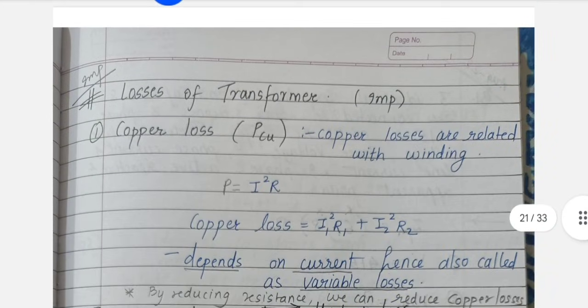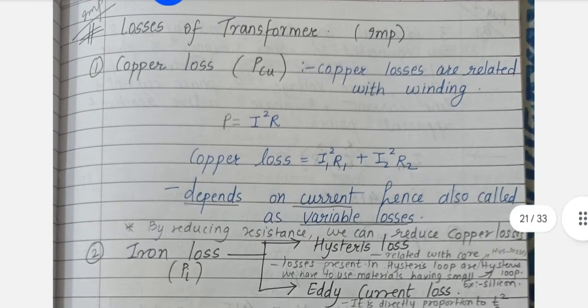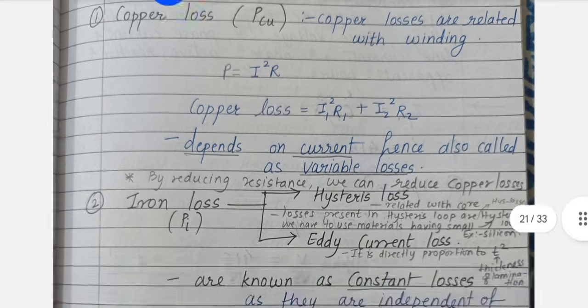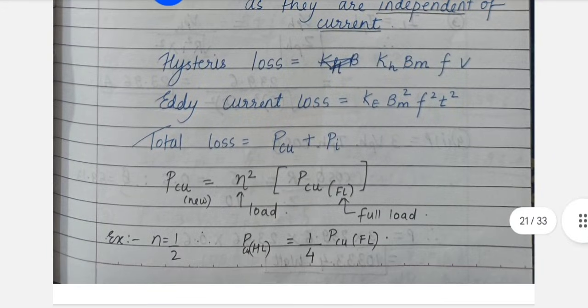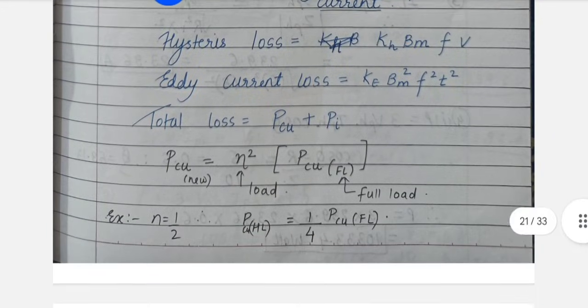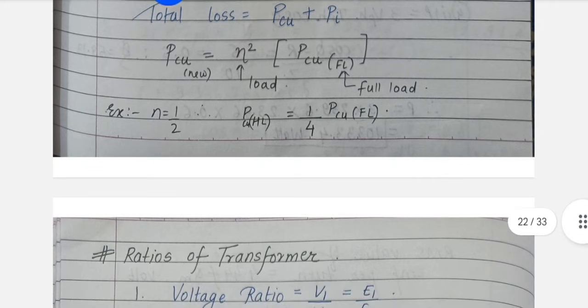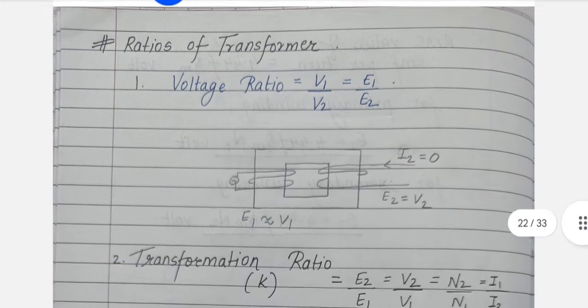The question may be asked in terms of a short note that explains the transformer losses. At that time you have to mention copper loss, iron loss, and also the types of iron loss, that is hysteresis loss and eddy current loss. Then if asked, you can mention these formulas, and the total loss will be their addition, and this is the final formula.